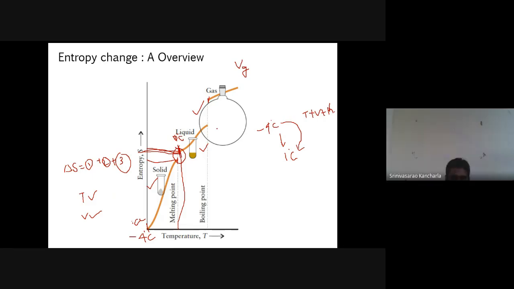The thing to remember here is the volume of the gas is always very high compared to the volume of the liquid, which is nearly the same as the volume of the solid. Understand? So remember this point. This is always valid.